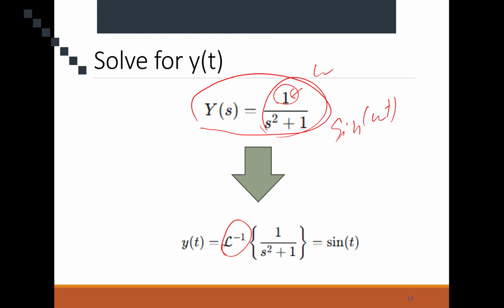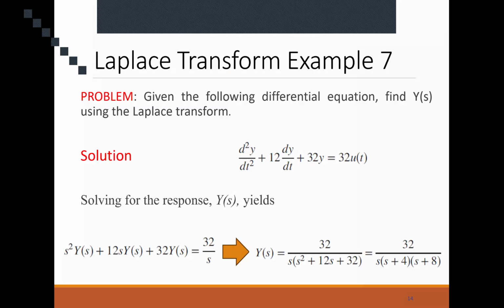Whatever is here is going to be the frequency, the multiplication inside the sine, okay? So we know, based on the cheat sheet, it is going to be sine of t. Now, let's talk about another example.